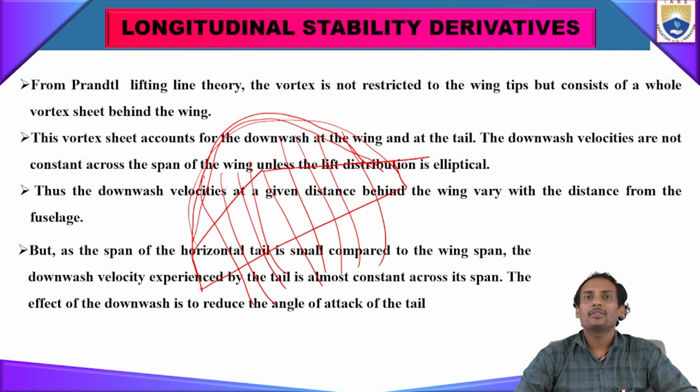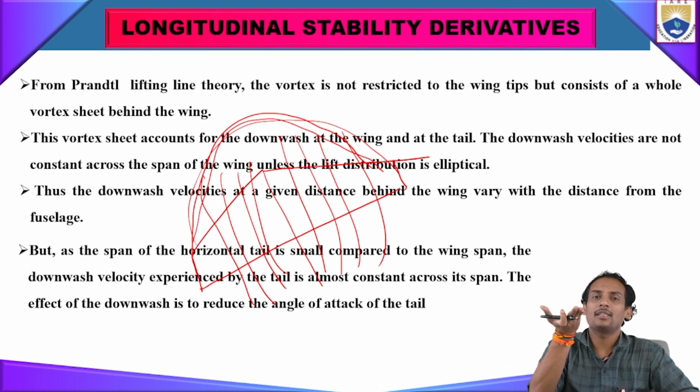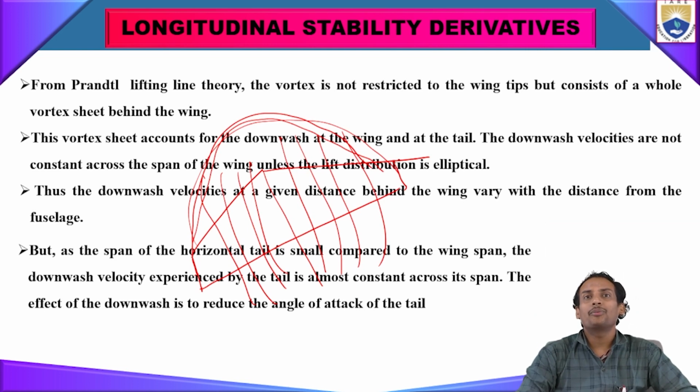So the spanwise extent of the horizontal tail is small compared to the wingspan, because the tail has a smaller span compared to the wing. So the downwash velocities experienced by the tail are almost constant across the span. So the effect of downwash is to reduce the angle of attack of the tail.